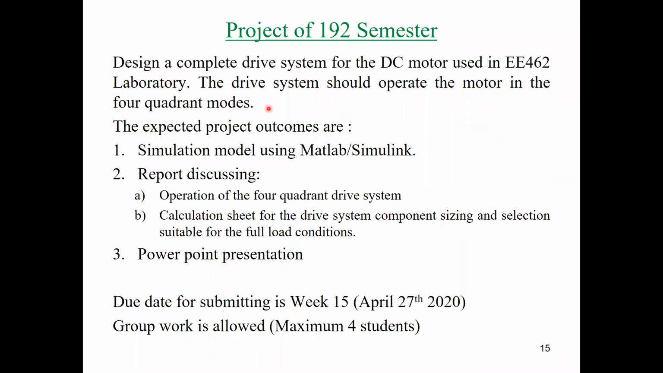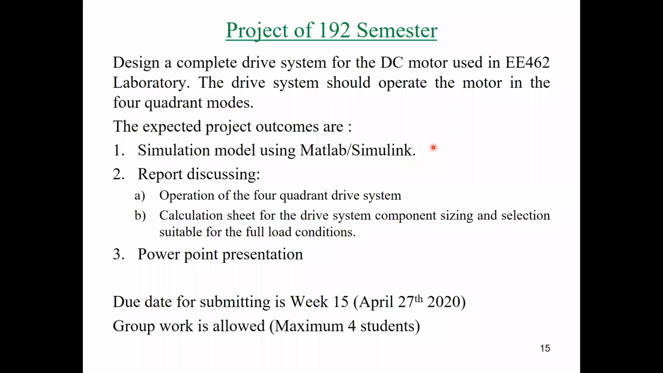What are the expected project outcomes? We need a simulation model using MATLAB Simulink. You have to operate the machine in the 4 quadrants. After designing your simulation model, you need to make a report. In the report, you need to discuss the operation of the 4 quadrants of the drive system and summarize the results of the MATLAB simulation for the 4-quadrant operation. So expect to have, for instance, the machine speed, torque, voltage, and the machine current. So current, voltage, torque, and speed. We need to see all of these curves with time.